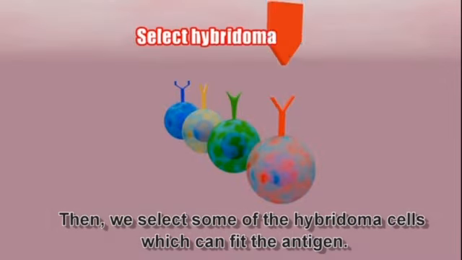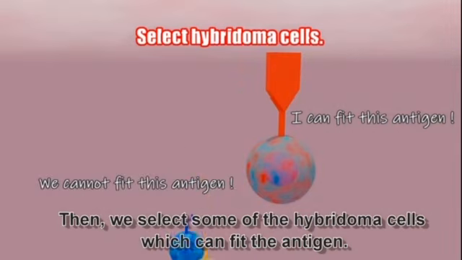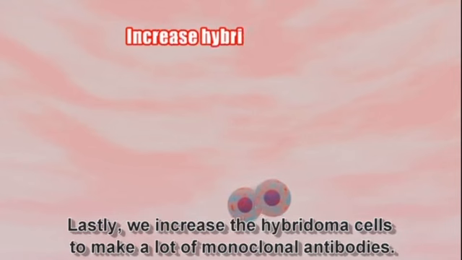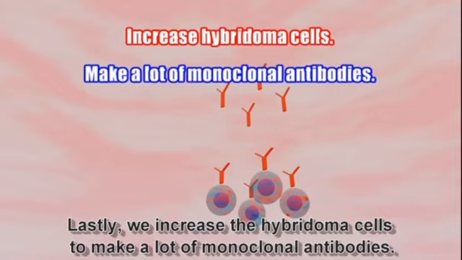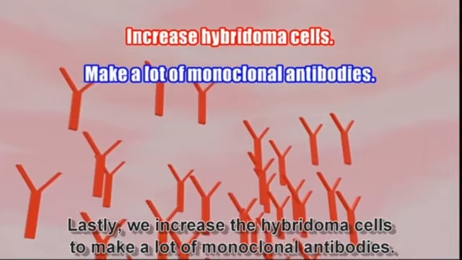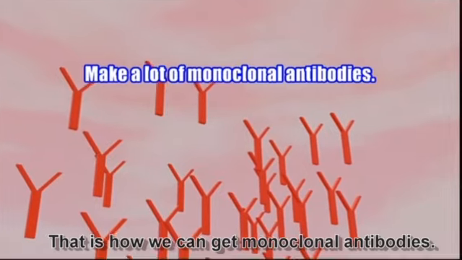Then, we select some of the hybridoma cells which can fit the antigen. Lastly, we increase the hybridoma cells to make a lot of monoclonal antibodies. That is how we can get monoclonal antibodies.